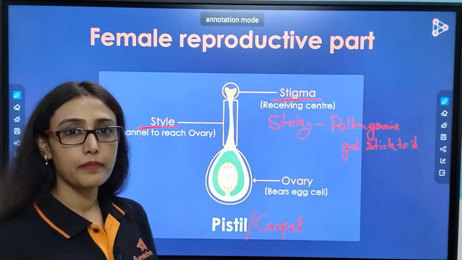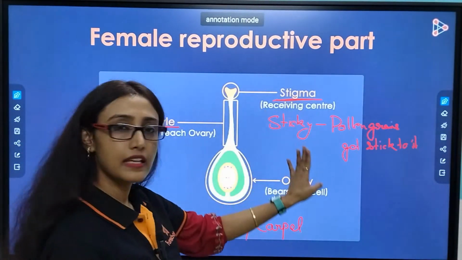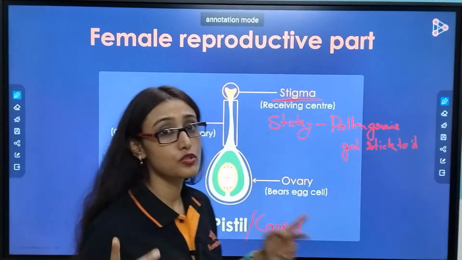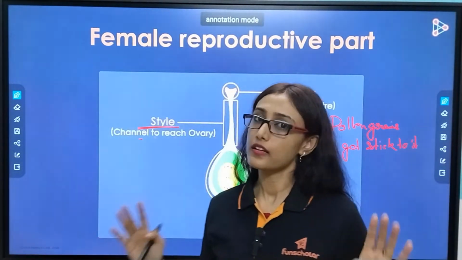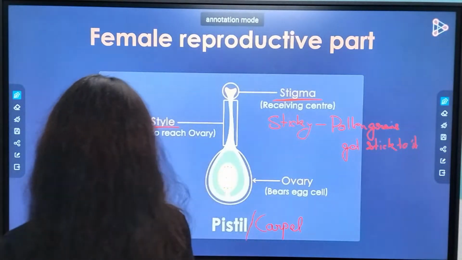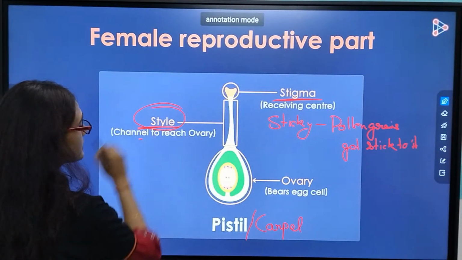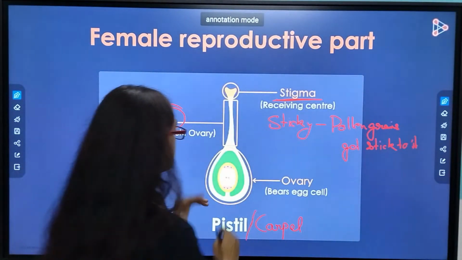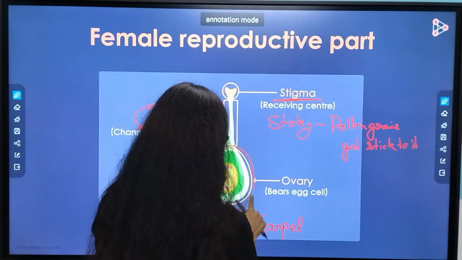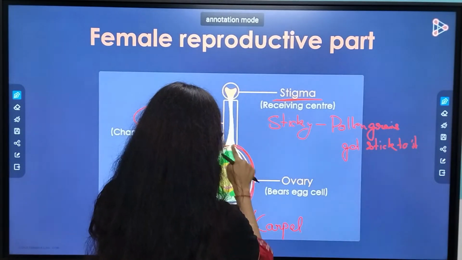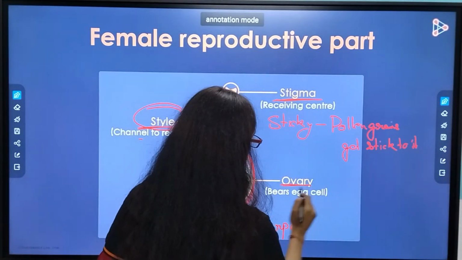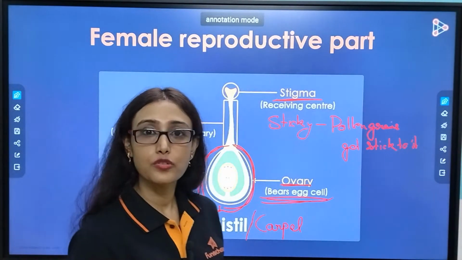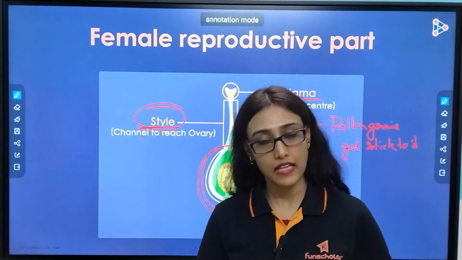How will you remember style? Stigma, sticky, easy. Style, this is a female part and girls do style a lot. Really? Yes, girls do. So that is why style is always present in the female reproductive part. And the third one, it is egg-like or round in shape, that is known as ovary. It has egg cell. Yes, plants do also have egg cell.